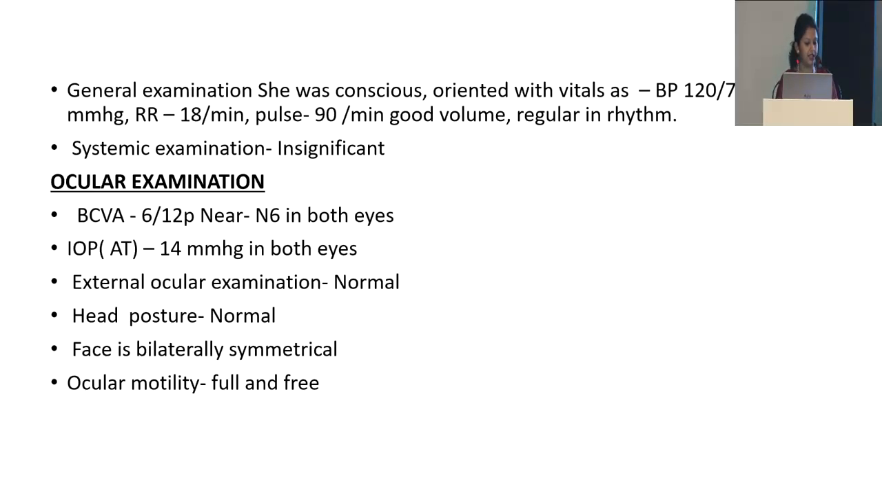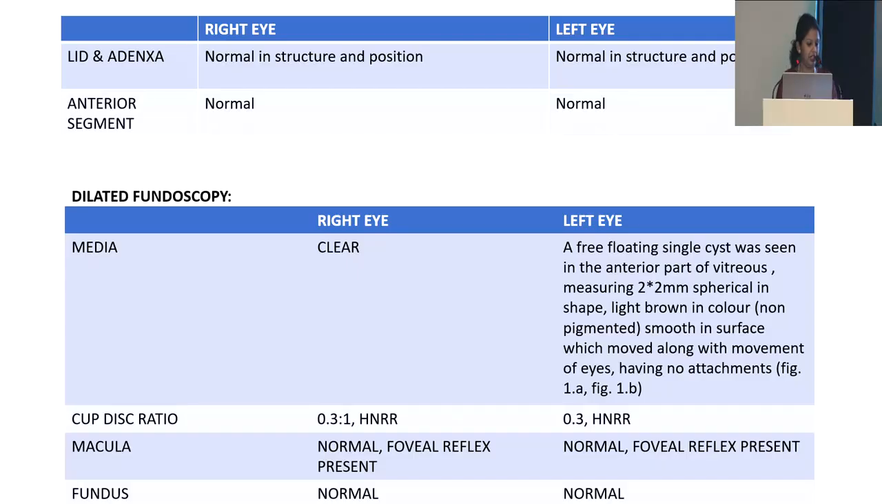Coming to the ocular examination, she had a best corrected visual acuity of 6/12 in both eyes with an IOP of 14 millimeters of mercury in both eyes. The rest of the external examination was completely normal. On slit lamp biomicroscopy, the lid, adnexa and the rest of the anterior segment were normal. Upon dilated examination, media was clear in both eyes with a cup disc ratio of 0.3:1 with a healthy neuroretinal rim, presence of foveal reflex, and the fundus had no other degeneration.